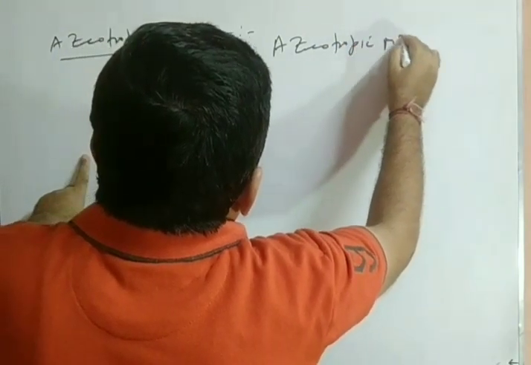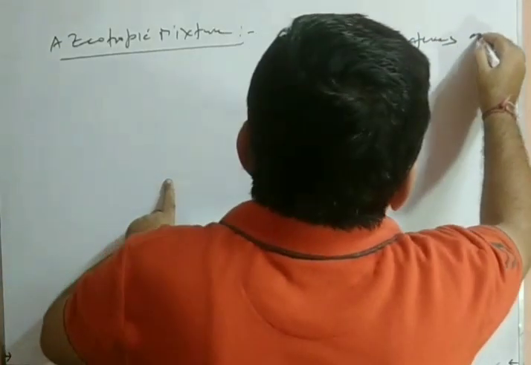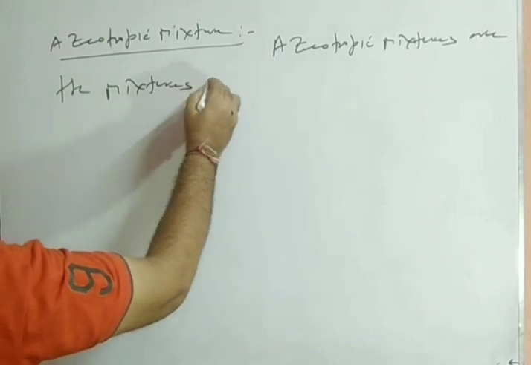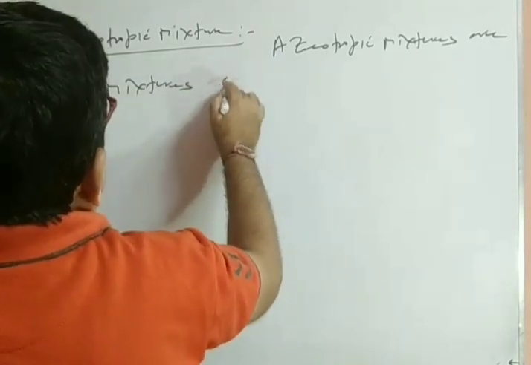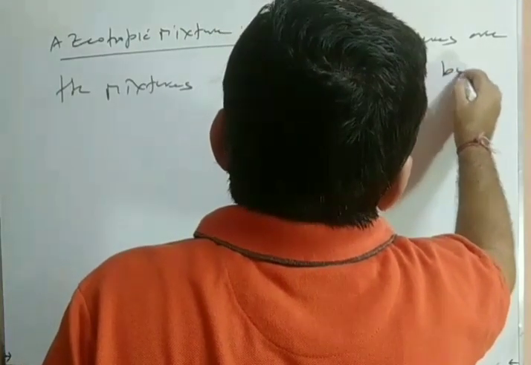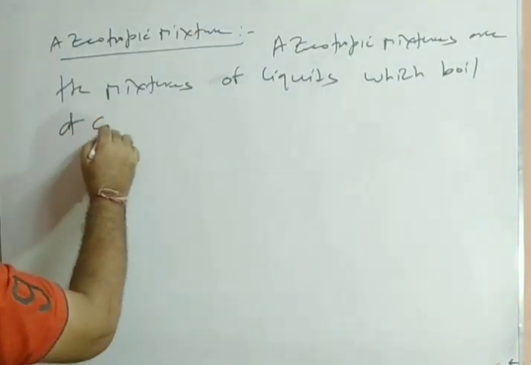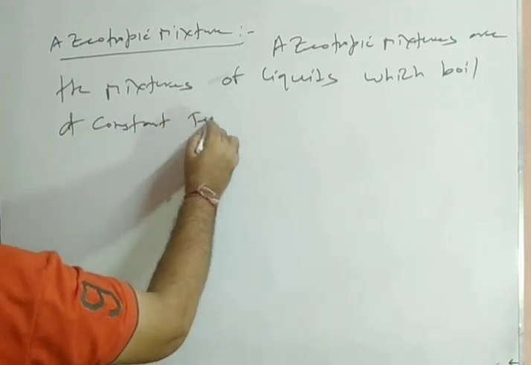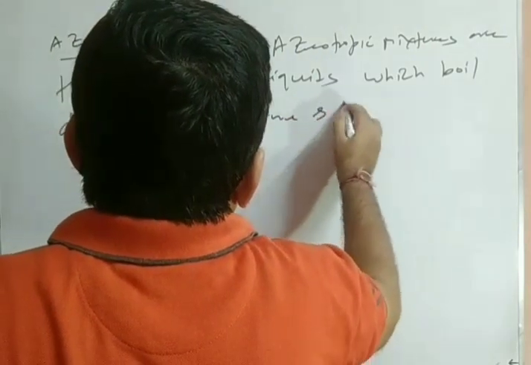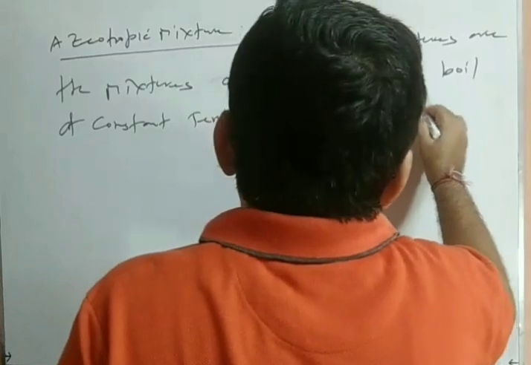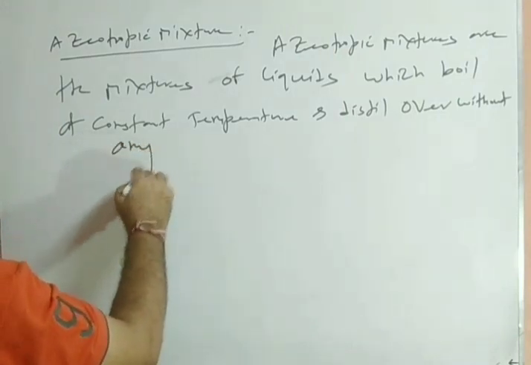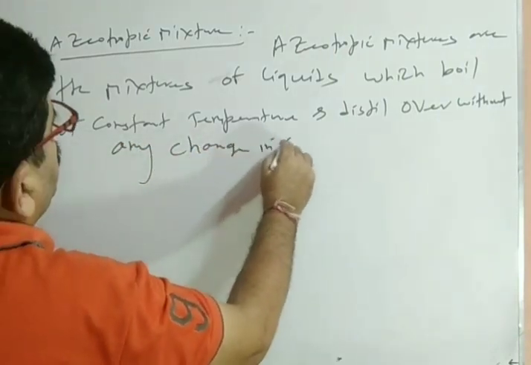Azeotropic mixtures are the mixtures of liquids which boil at constant temperature and distill over without any change in composition.